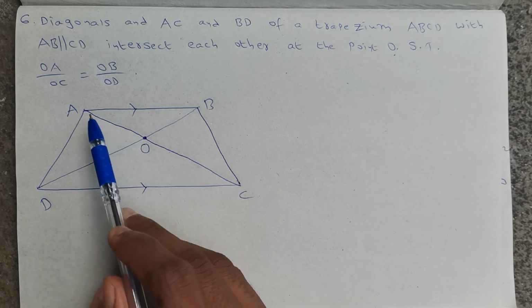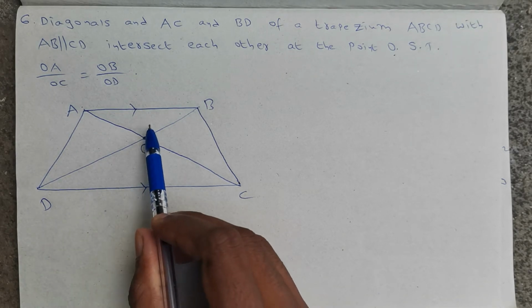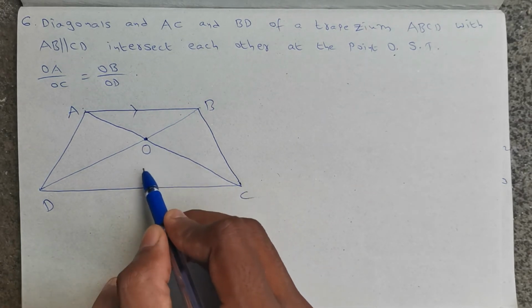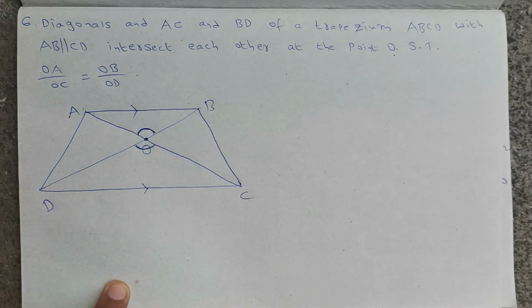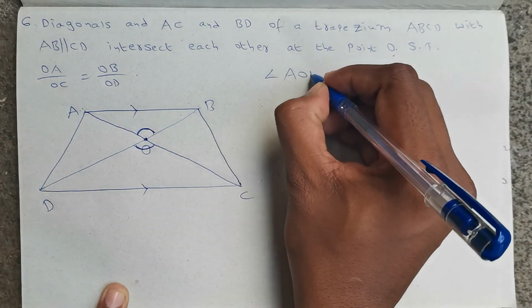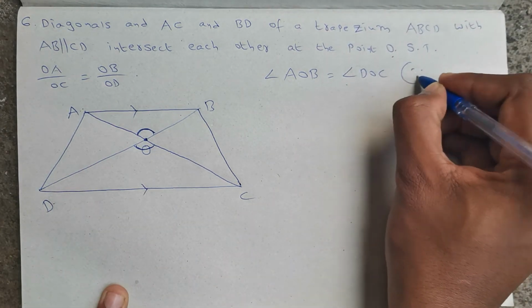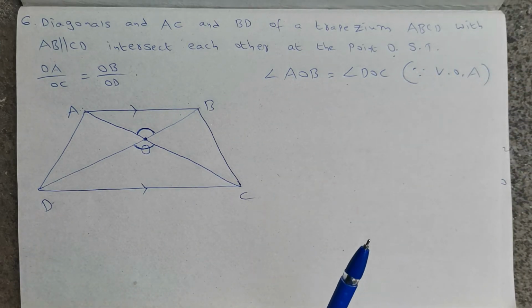So I will take this triangle AOB and triangle COD, the upper triangle as well as this lower triangle. In the upper triangle as well as lower triangle, this angle is equals to this angle because vertically opposite angles. So angle AOB is equals to angle DOC because vertically opposite angles. Next, we know very well that in the trapezium one pair of opposite sides are parallel to each other. So AB is parallel to CD.